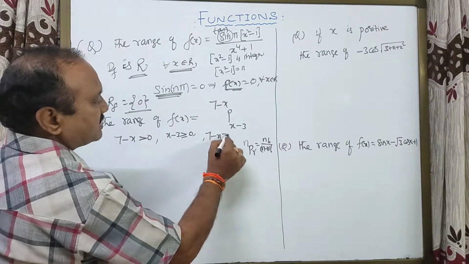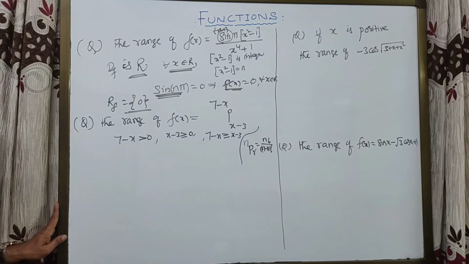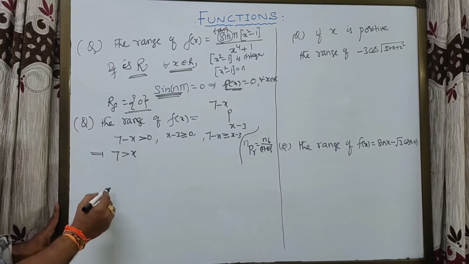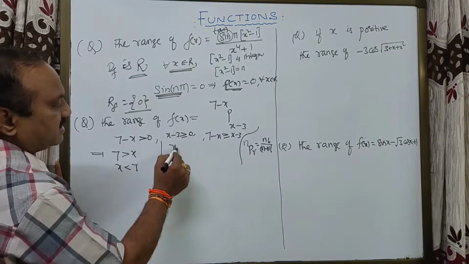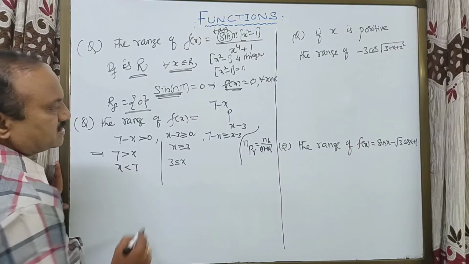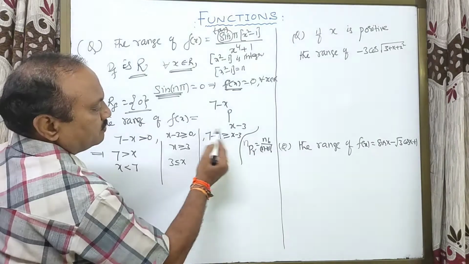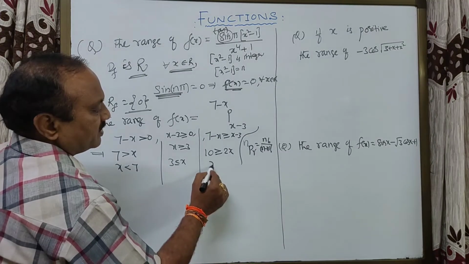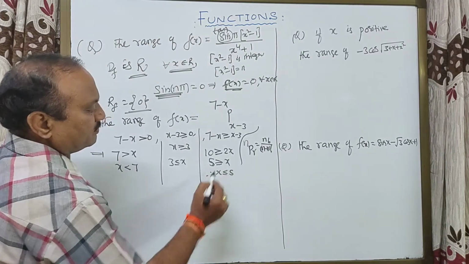And 7 minus x is greater than or equal to x minus 3. Bringing this to one side, 7 is greater than x, so x is less than 7. Here x is greater than or equal to 3. From this, interchanging those two, 10 is greater than or equal to 2x, so 5 is greater than or equal to x. Therefore, x is less than or equal to 5.